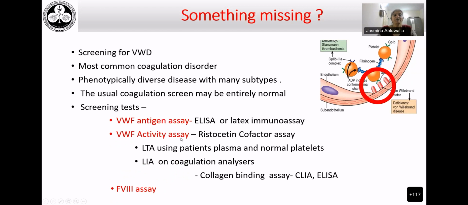So the screening panel for von Willebrand disease, please note, does not have PT, does not have APTT, does not have platelet count, thrombin time, fibrinogen. We need to start the screen by looking for the VWF antigen, which can be done by ELISA or latex immunoassay.